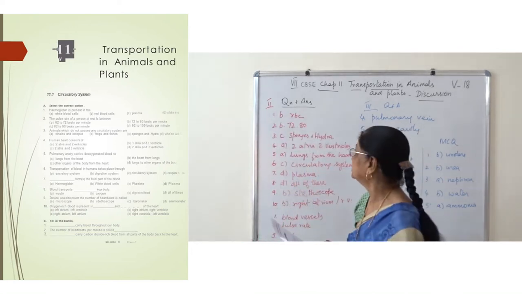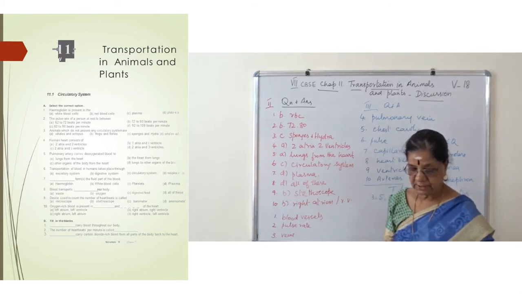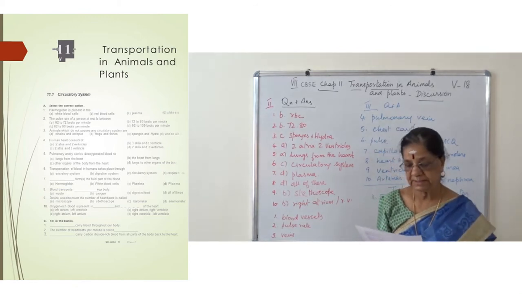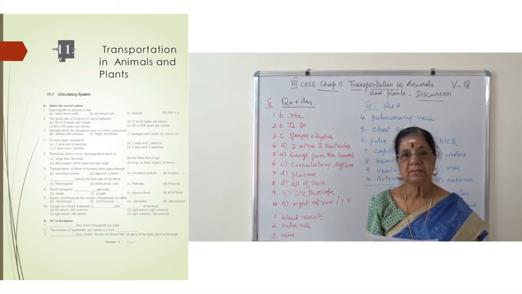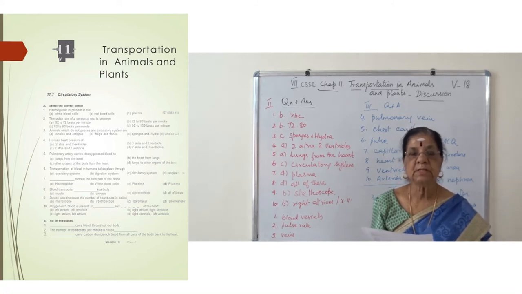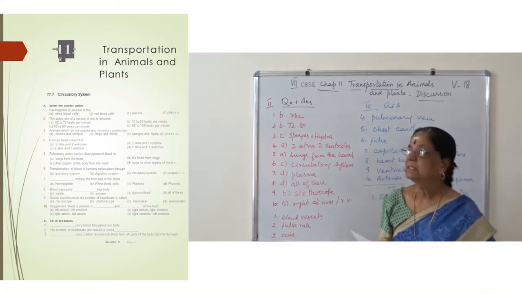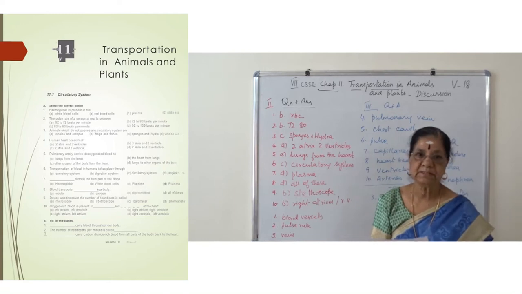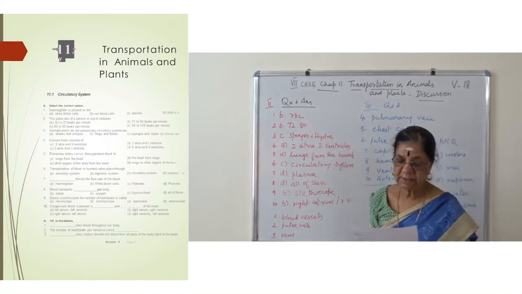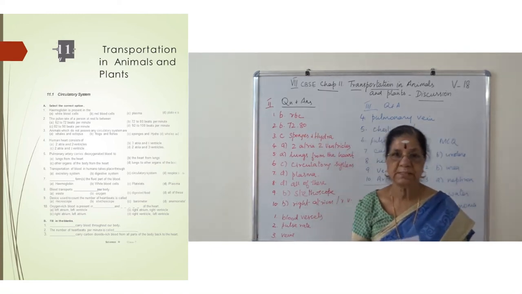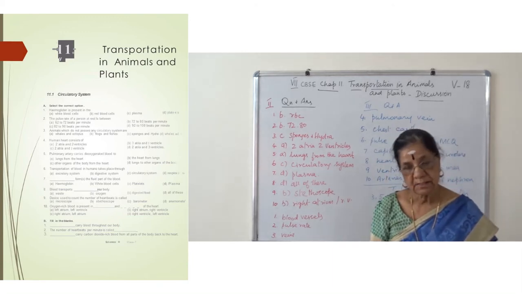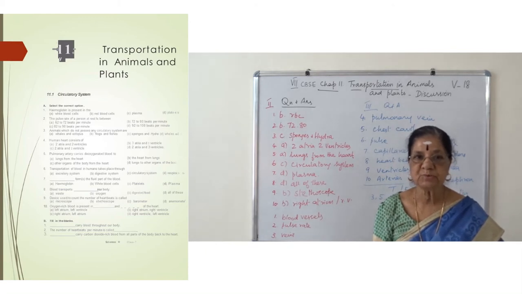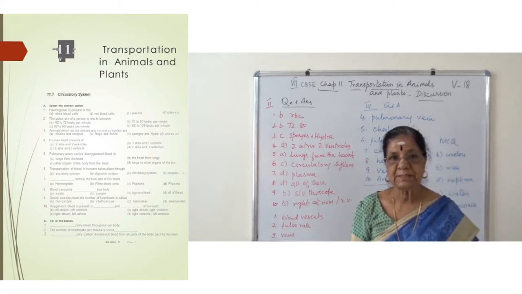Now first one, hemoglobin is present in WBC, RBC, plasma and platelet. Hemoglobin is a respiratory pigment. So the answer is RBC, red blood corpuscles. I hope you understand. So first answer, B option, red blood corpuscles.